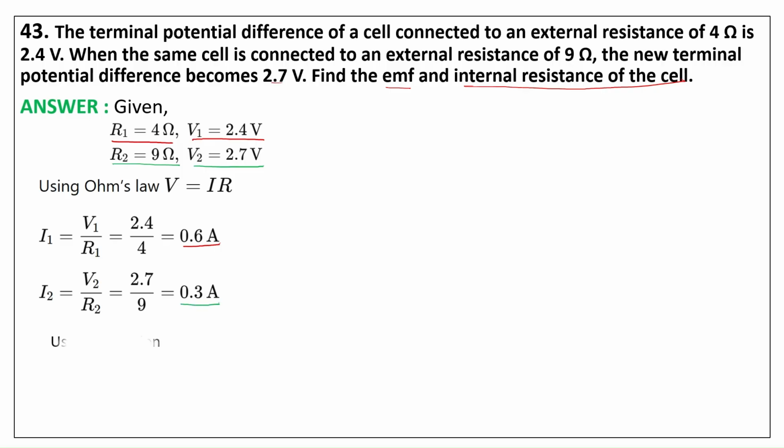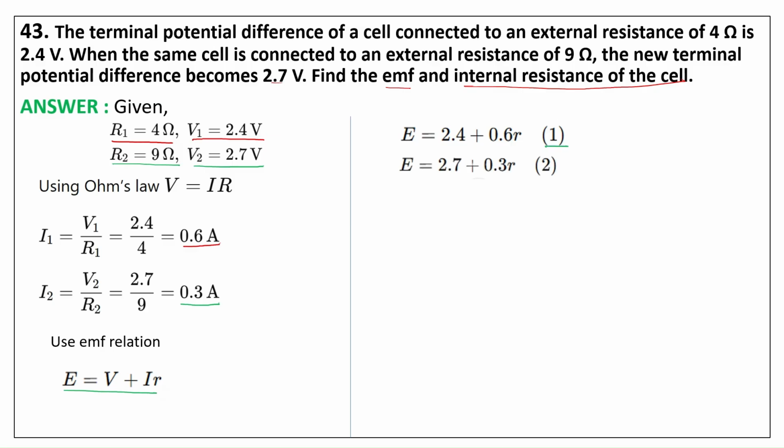On using EMF relation, E is equal to V plus Ir. Now substitute I1 and I2 in above equation, we get E is equal to 2.4 plus 0.6 r. Mark as equation 1. And E is equal to 2.7 plus 0.3 r.